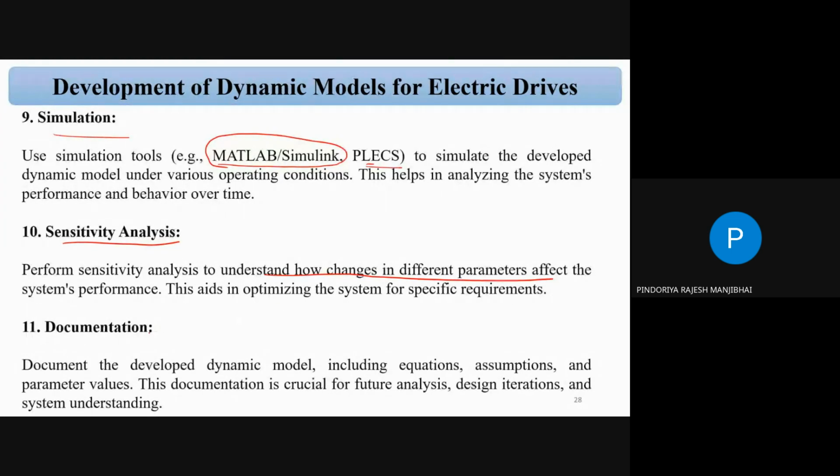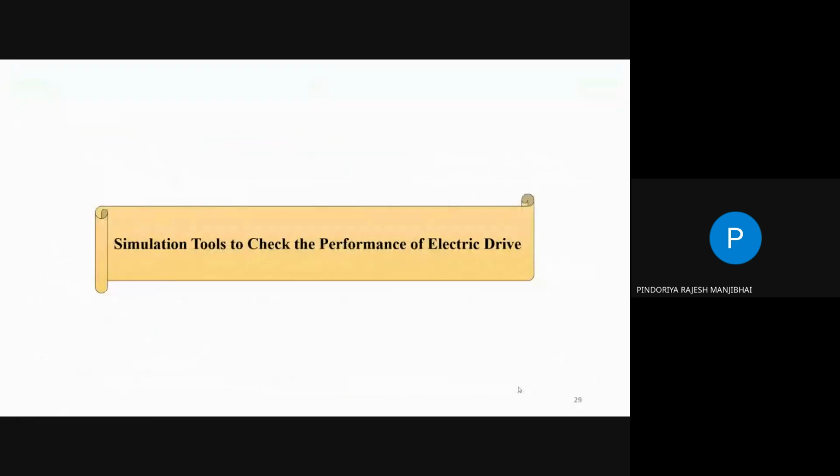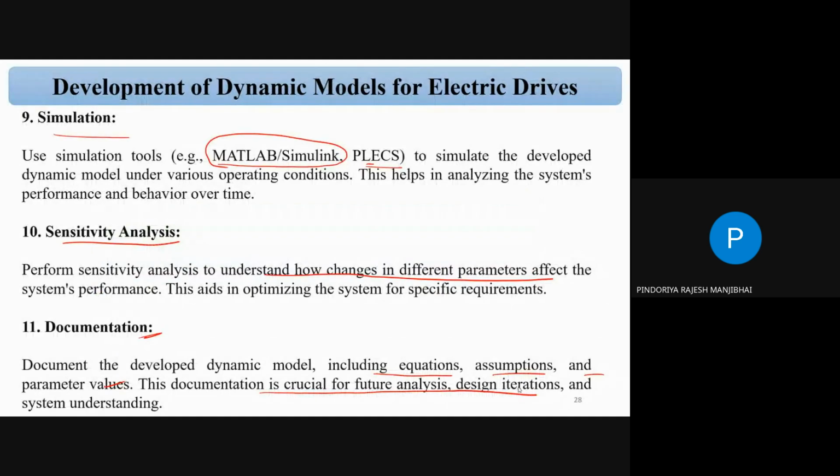And finally, there is documentation, including the equations, assumptions, and the parameter values. This documentation is crucial for future analysis. Suppose after 6 months, after 1 year, after 5 years, you want to analyze the same model again, this document will be helpful. Yeah. So any confusion about the dynamic model for the electric drives? Any confusion? Okay.